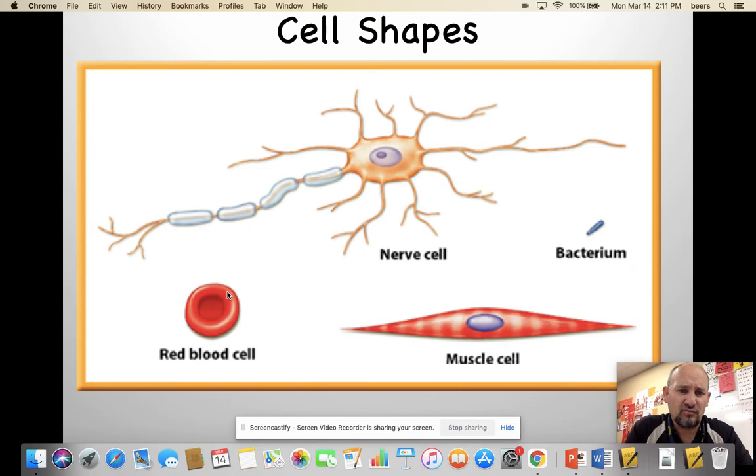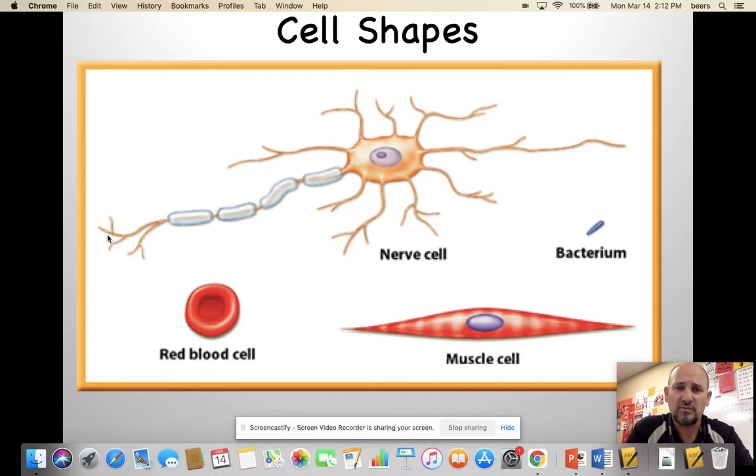Red blood cells have this round frisbee-like shape, and they are made to help move easily through your bloodstream. They've got all kinds of small blood vessels they've got to squeeze through, so they have a kind of squishy type of arrangement to them that allows them to get through those blood vessels.